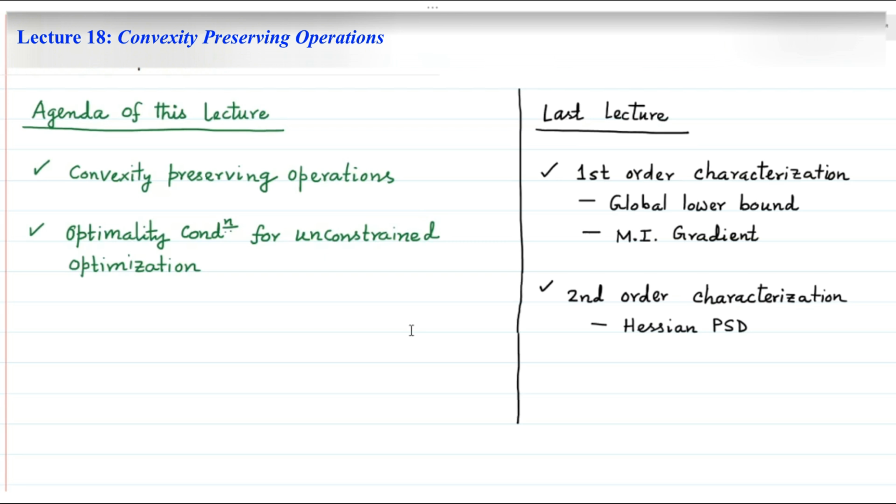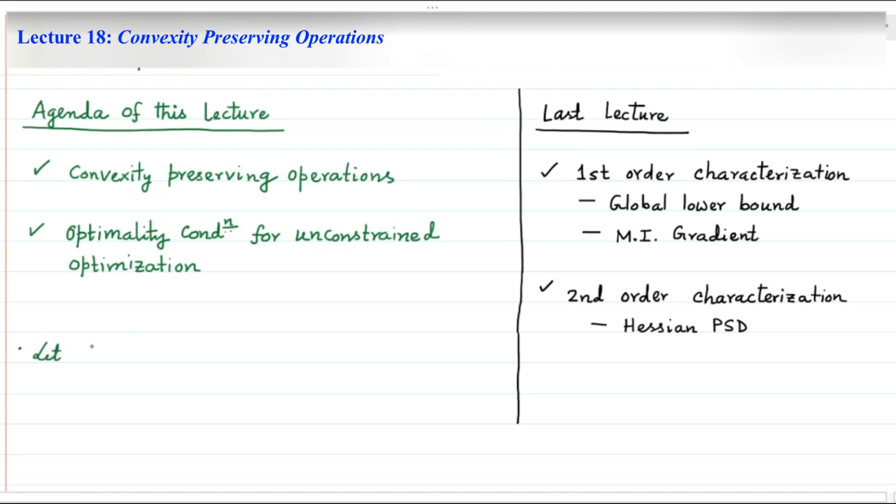We have seen this result, and this result is true vice versa: if the Hessian is positive semi-definite on an open convex set, then the function must be convex. And also, if the function f is convex, then the Hessian matrix must be positive semi-definite in the given open convex set, which is the domain of definition of the given function. Fine. Well, so let's start our class with a few convexity preserving operations.